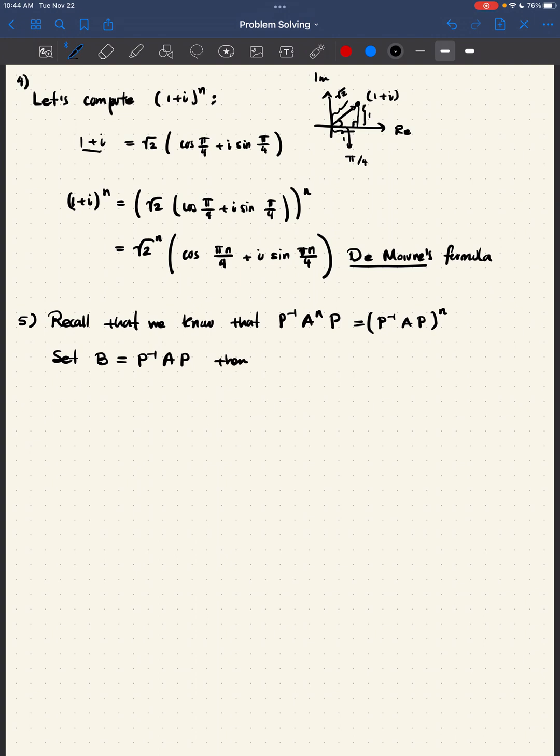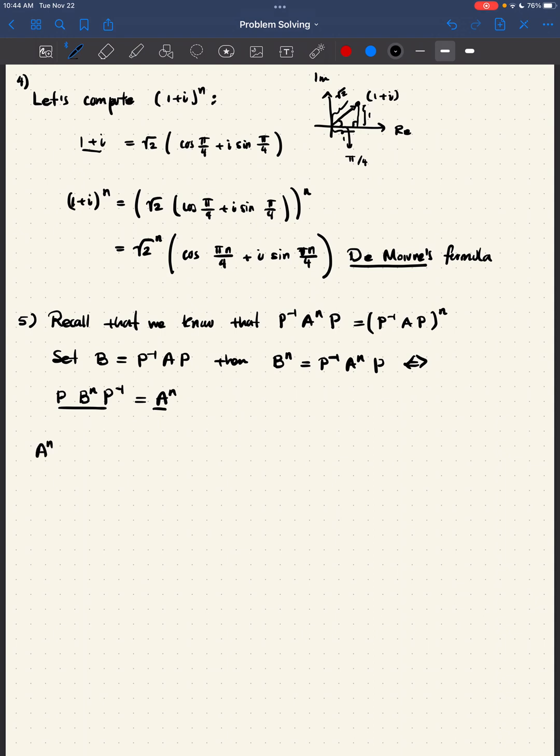Then we have that B to the n is equal to P inverse A to the n P, which is the same as to indicate that P B to the n P inverse is equal to A to the n. That's what I mentioned at the beginning, that we can compute this indirectly. Well, so let's proceed. So what is A to the n?